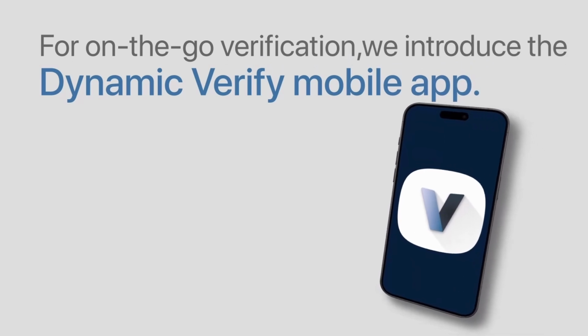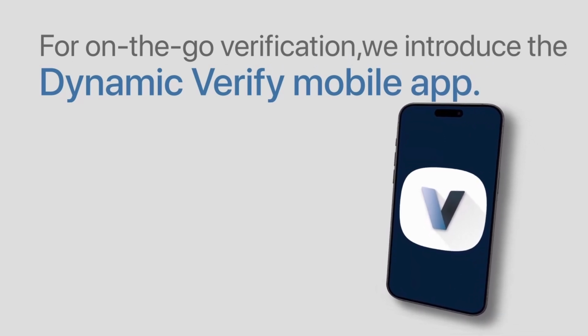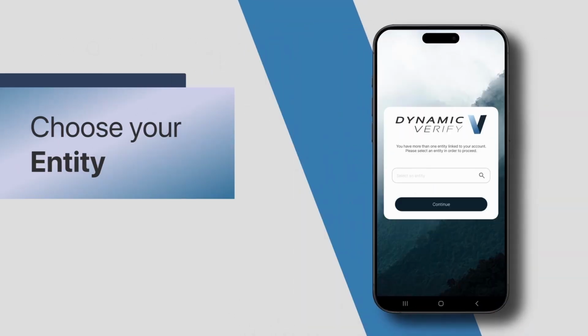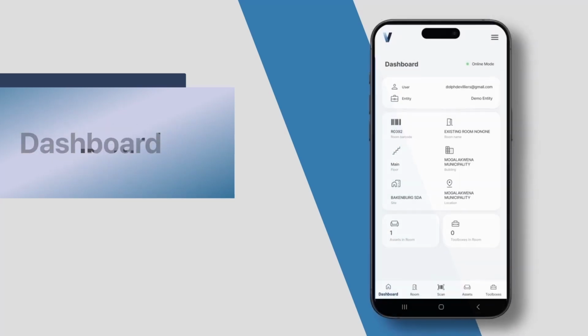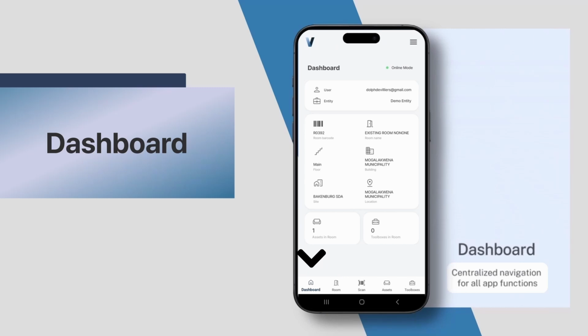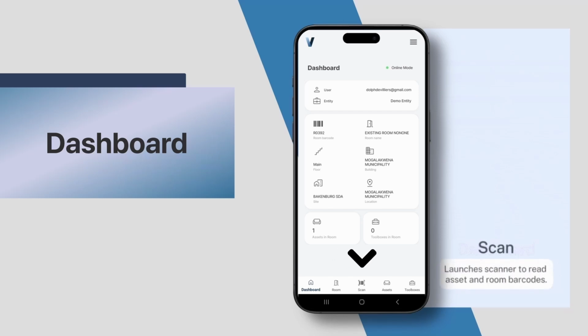For on-the-go verification, the Dynamic Verify mobile app provides a seamless way to verify, update, and track information directly from your mobile device. After logging in and selecting your entity, you will be directed to the dashboard. The dashboard serves as the central hub for all app functions, providing quick access to essential tools. The Room tab allows you to manage room settings and contents effortlessly. The Scan function lets you instantly read asset and room barcodes for fast and accurate verification.